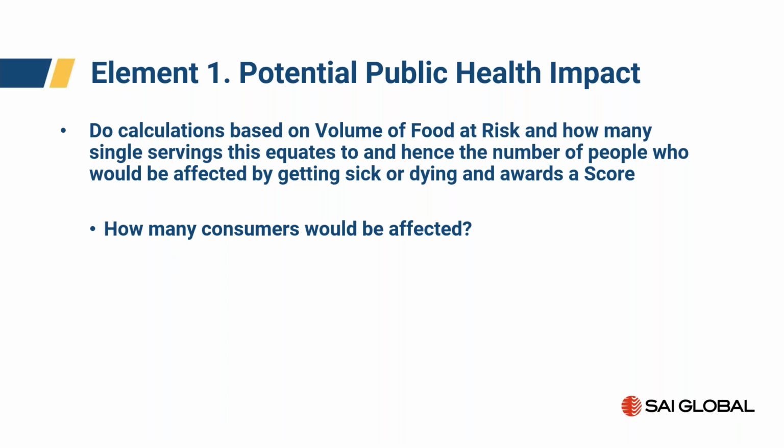There are a couple of ways they talk about doing the calculations based on the potential public health impact. You can do it based on the volume of food at risk, and therefore how many single servings this equates to, and hence the number of people who would be affected by getting sick or dying, and they award a score. So what does that mean?